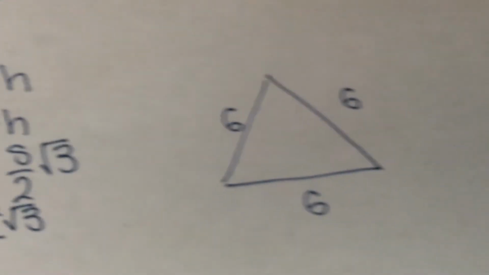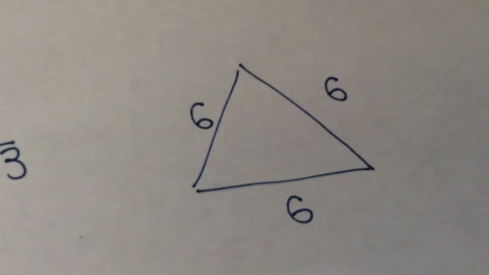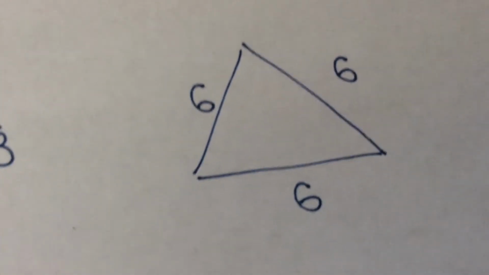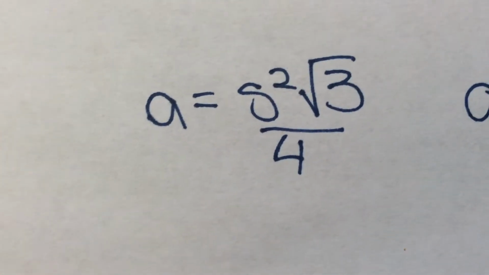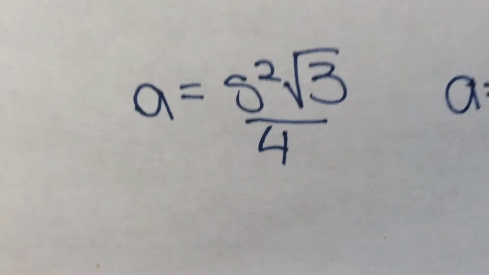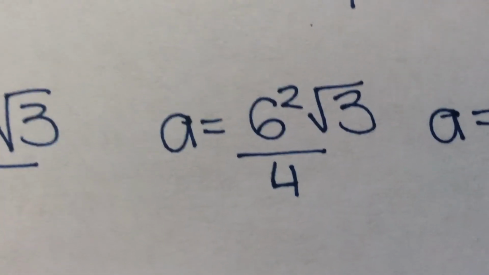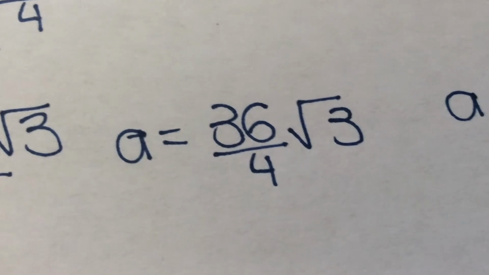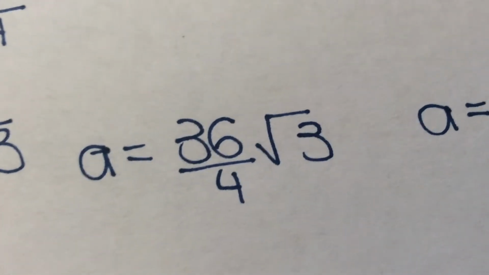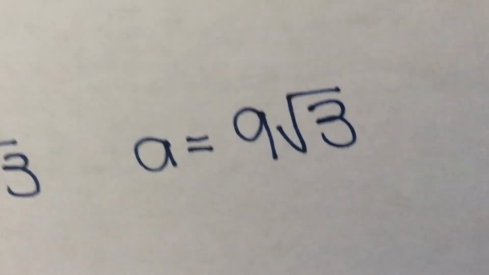So now we're going to do this with a real number, 6. So it's an equilateral triangle with sides of 6. We have our governing formula, A equals s squared times the square root of 3 divided by 4. A equals 6 squared times the square root of 3 divided by 4. A equals 36 divided by 4 times the square root of 3. A equals 9 root 3. The end.